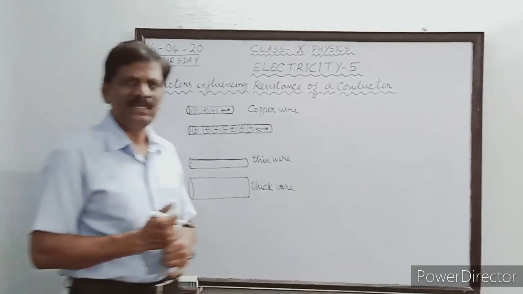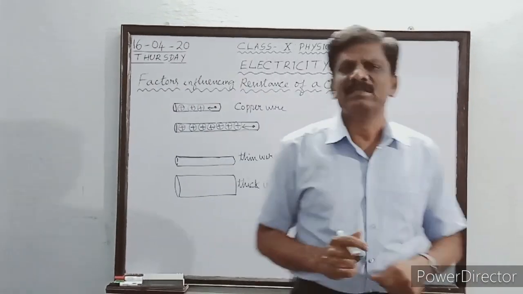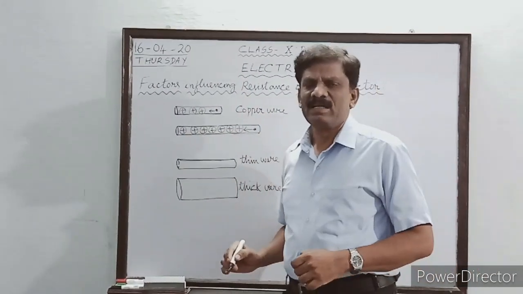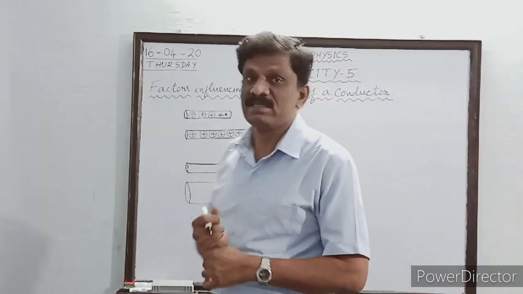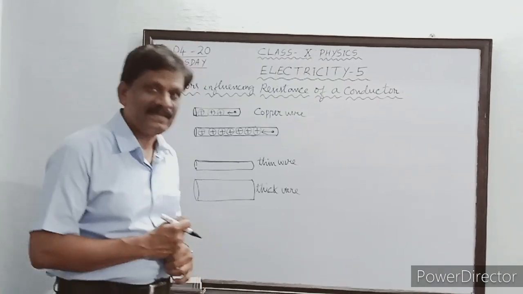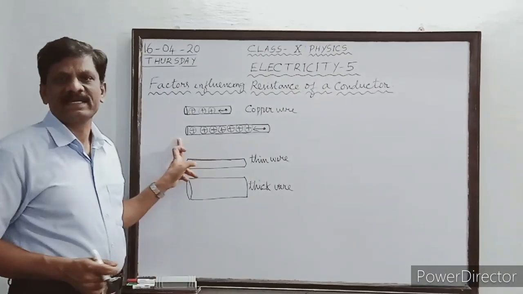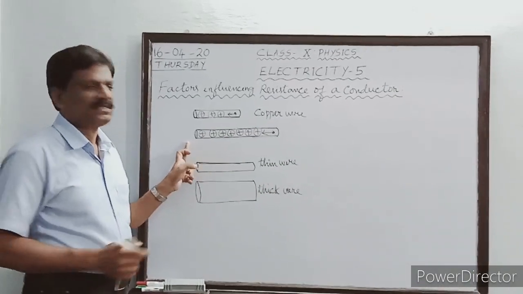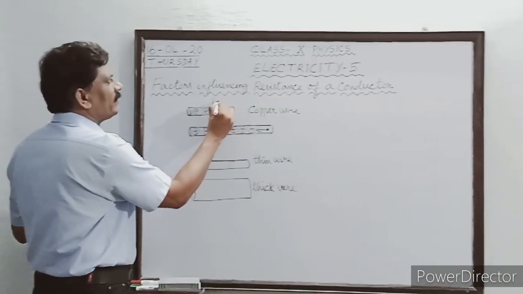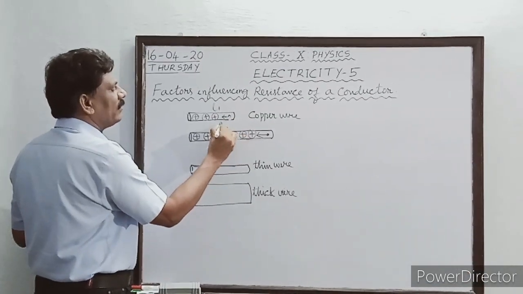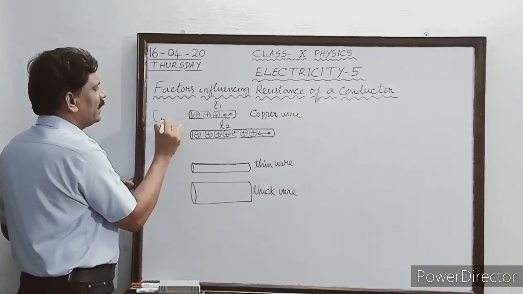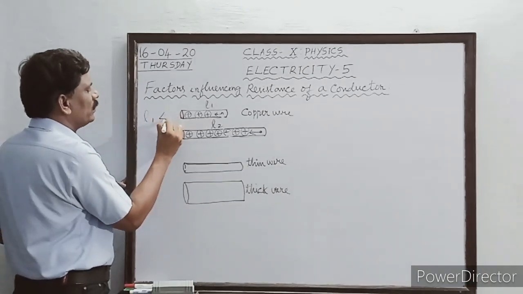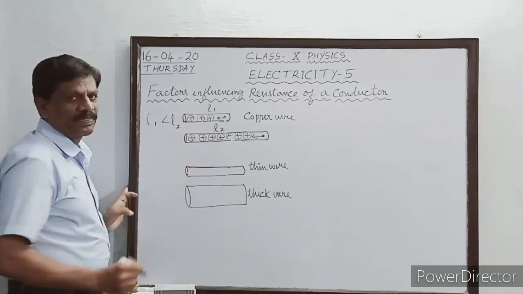So naturally, you tell me, the first wire or the second wire, which of these two wires will have more electrical resistance? Yes. Good. It is the second wire. So I will take L1 as the length of the first wire and L2 as the length of the second wire. So L1 is less and L2 is greater. So L1 is less than L2.